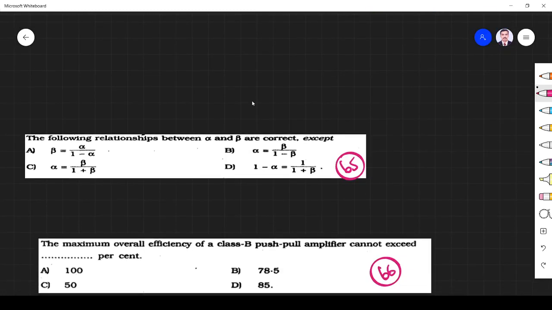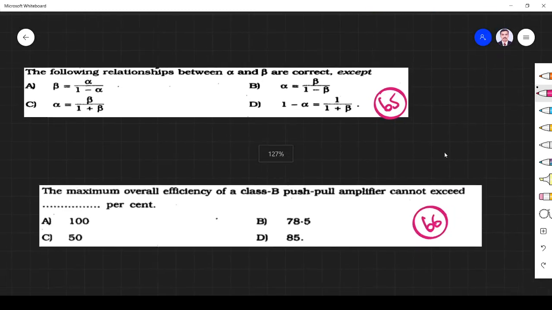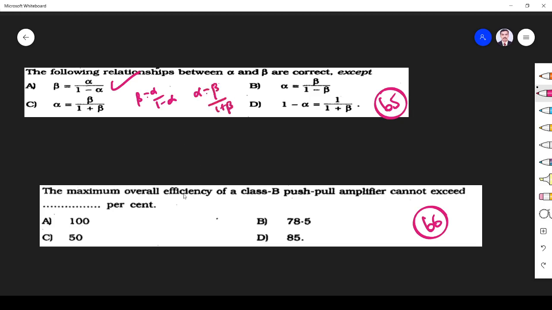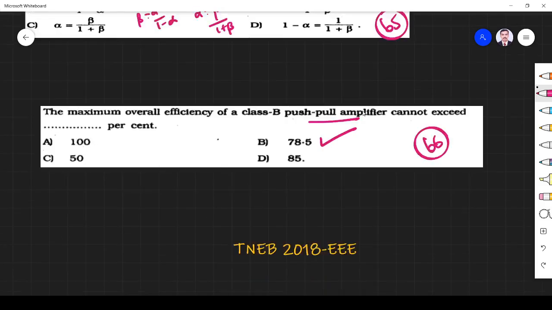Plus or minus. Next one, this question also they ask regularly: the relation between alpha and beta. Beta is equal to alpha by 1 minus alpha. Is that there anywhere? Yes. Okay. Alpha is equal to beta by 1 plus beta. This question they are asking regularly. The maximum efficiency of a class B push-pull amplifier cannot exceed 78.5%.